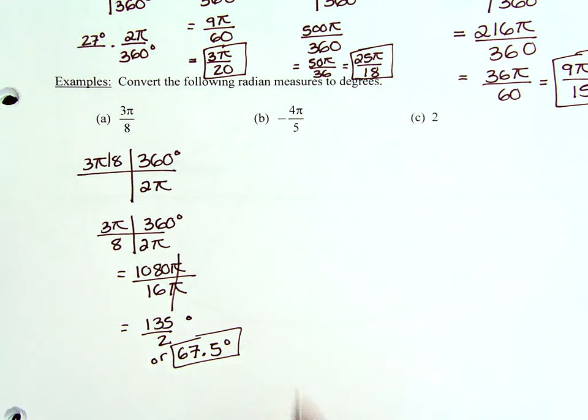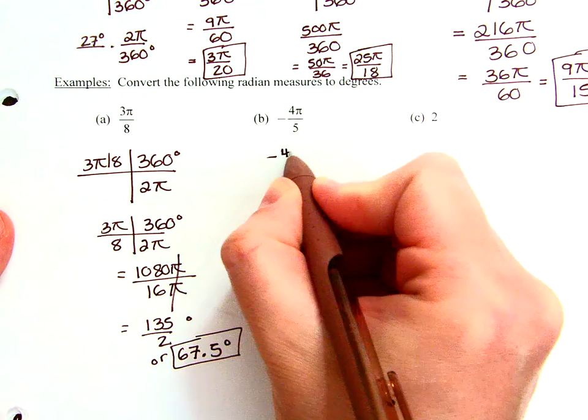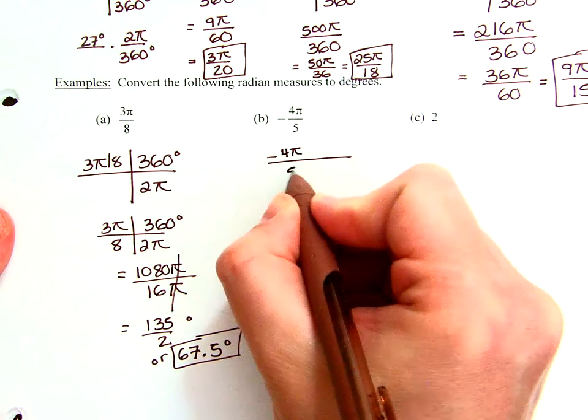You try that next one. Negative 4 pi over 5. See if you can convert that. Push pause and see what you can do.